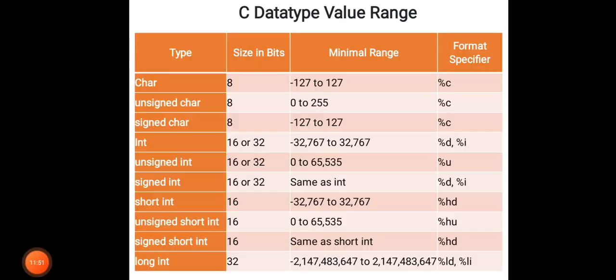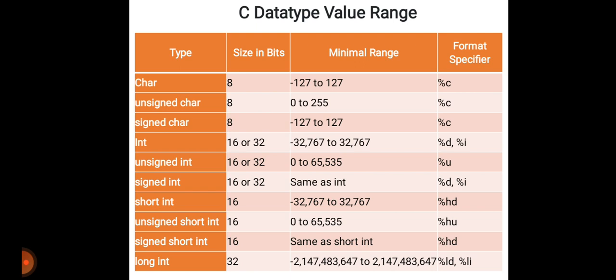The next one is the C data types and their value ranges. What are the value ranges for the C data types? Suppose you are using the character data type and the size of this is 8 bits, then the range for this is minus 127 to plus 127, and the format specifier, if you are printing a character, is %c, which you can use for printing the value in character format.